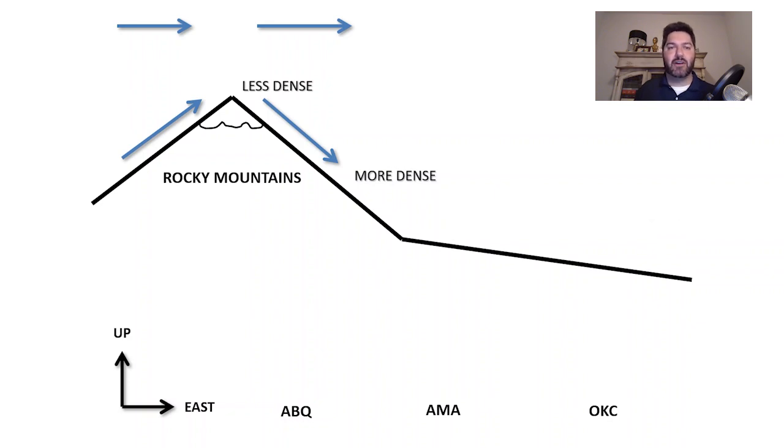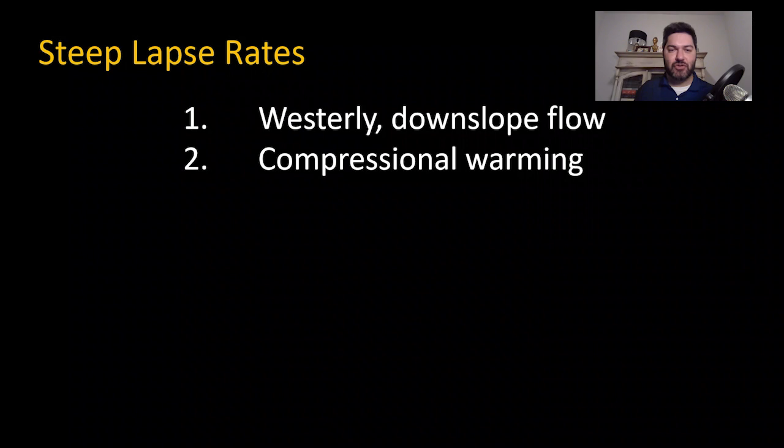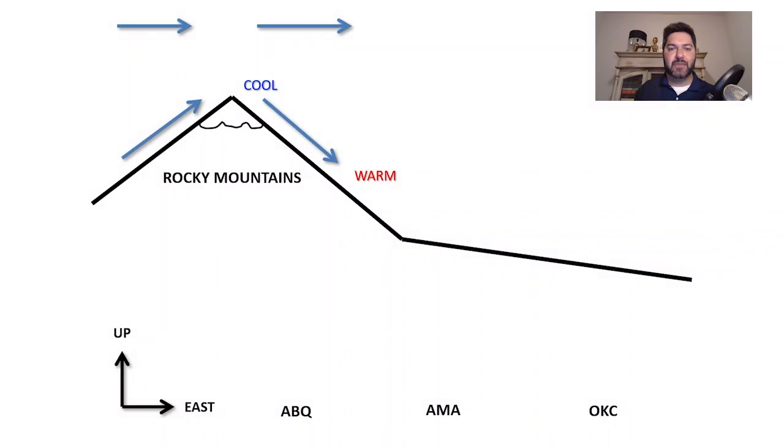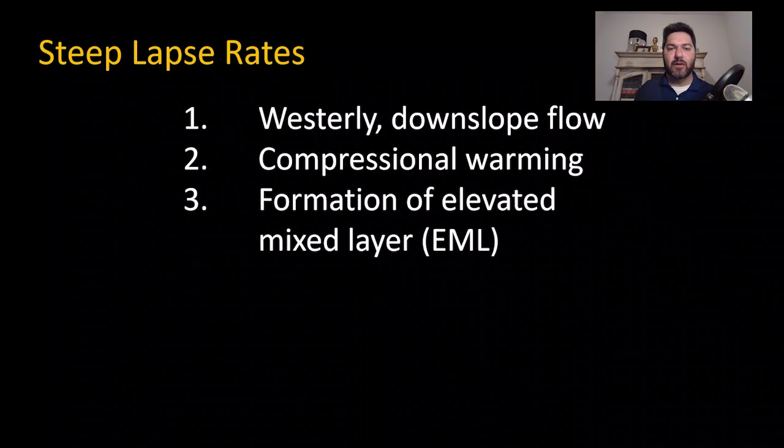So as the air follows the surface of the mountain, going over the mountain, that actually leads to more molecules hitting each other, which is a warming process. This is known as compressional warming. So that's the second step in this process. So now that you have the warm air at the base of the mountain, then you start thinking, okay, now we have a pretty significant difference in temperature between the top of the mountain and the bottom of the mountain. And this is where the formation of the elevated mixed layer takes place.